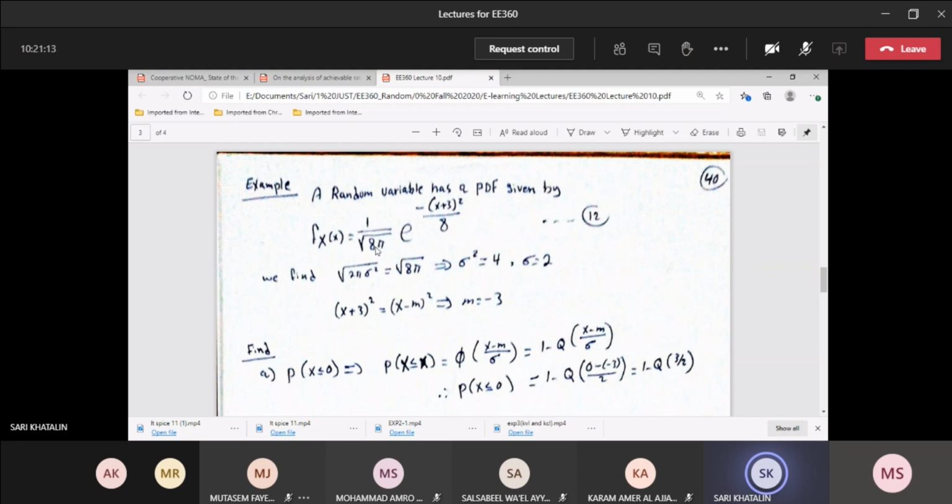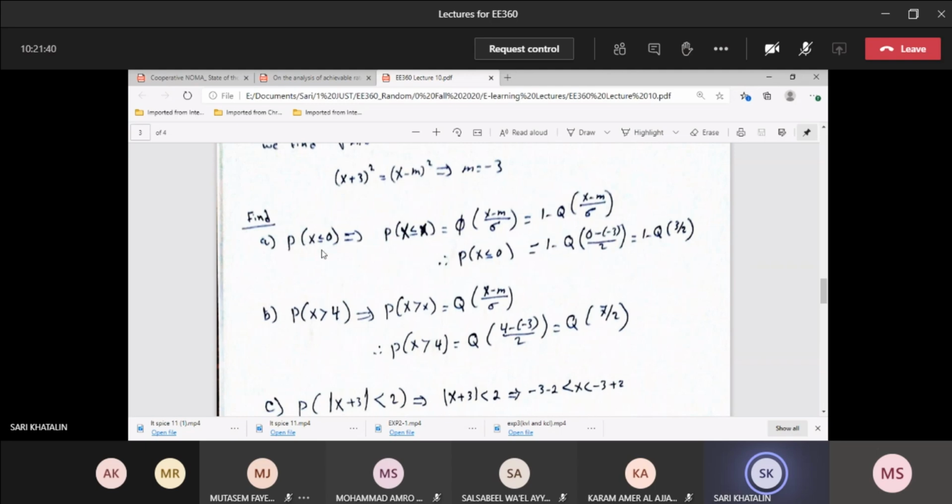And also from here, the square root of 8 pi is equal to the square root of 2 pi sigma squared. So when we do the math, we all know how to do it. This is very straightforward. You will see that the variance, sigma squared, is equal to 4, and sigma is equal to 2. So we did find the parameters that we are looking for to find the probability: sigma is equal to 2 and m is minus 3.